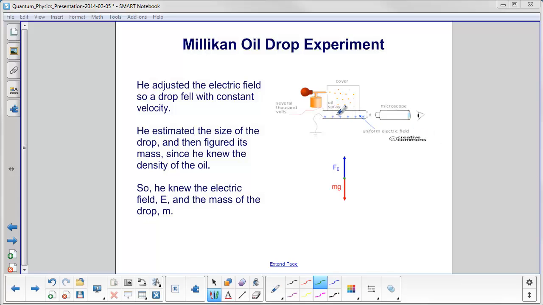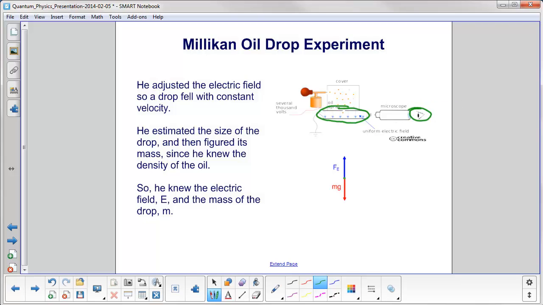Harvey adjusted the electric field, right here. Your electric field was several thousand volts, and he adjusted it so that these oil drops fell with a constant velocity. He estimated the size of the drop, and again, he's looking at it with a microscope. Here, this is a simulation of Harvey's eye.